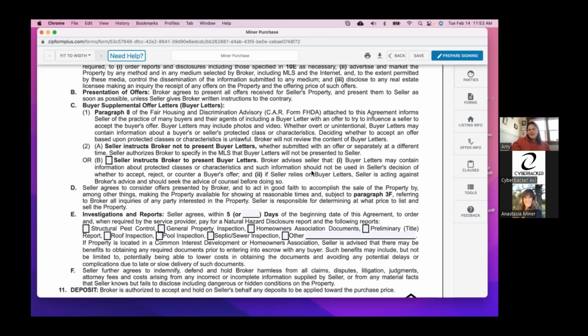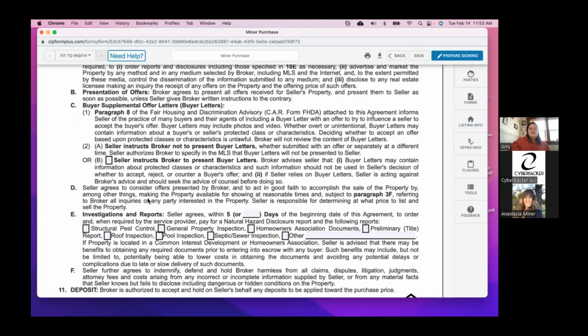Broker advises seller that buyer letters may contain information about protected classes or characteristics, and such information should not be used in the seller's decision of whether to accept, reject, or counter a buyer's offer. And if seller relies on buyer letters, seller is acting against broker's advice and should seek the advice of counsel before doing so. Right? So that would be, we're including those.